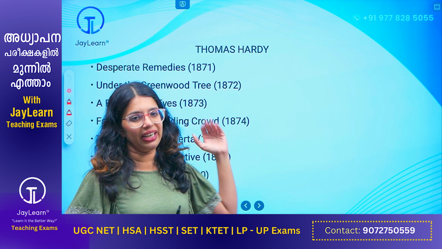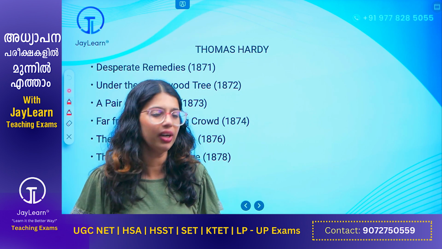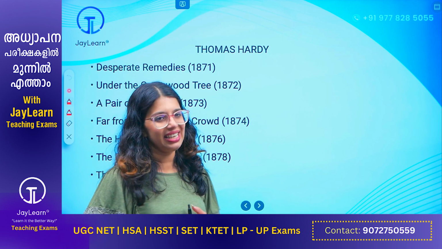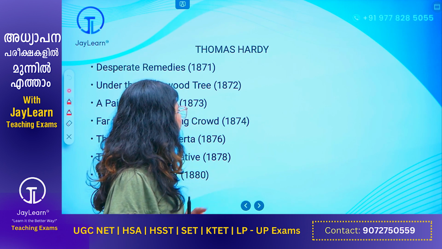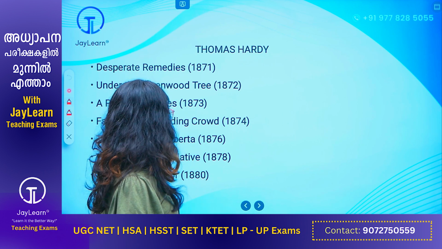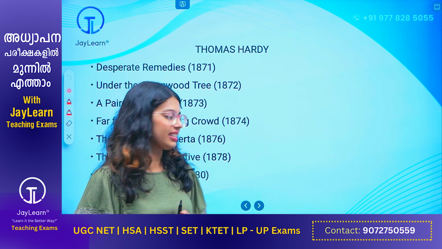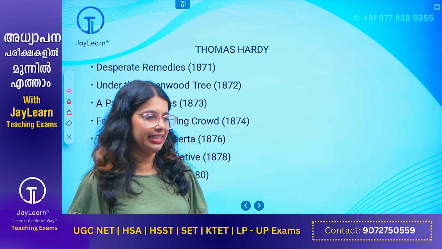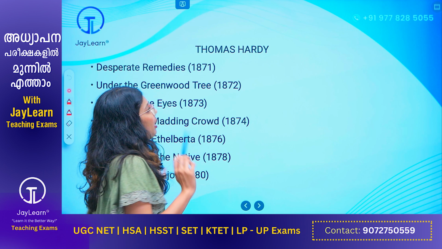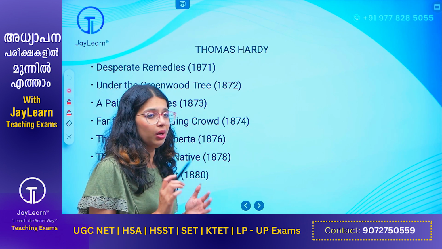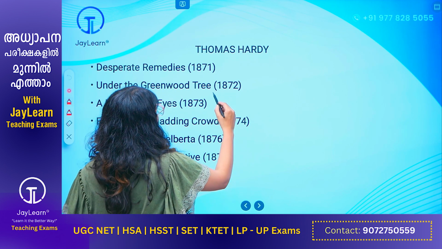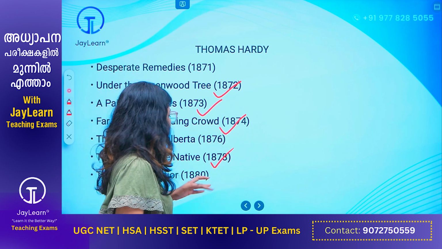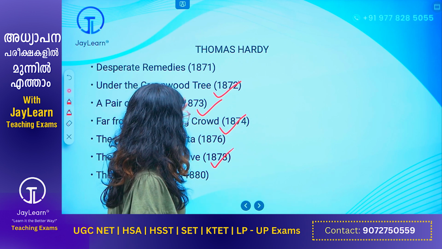Thomas Hardy: Desperate Remedies, first published work, 1871. Under the Greenwood Tree, 1872. A Pair of Blue Eyes, 1873. Far from the Madding Crowd, 1874. Then The Hand of Ethelberta, 1876. The Return of the Native, 1878. The Trumpet Major, 1880. The most famous and important works of Thomas Hardy here are Under the Greenwood Tree, A Pair of Blue Eyes, Far from the Madding Crowd and The Return of the Native. You have to look into all these works in detail.